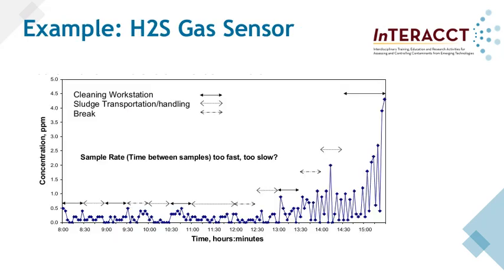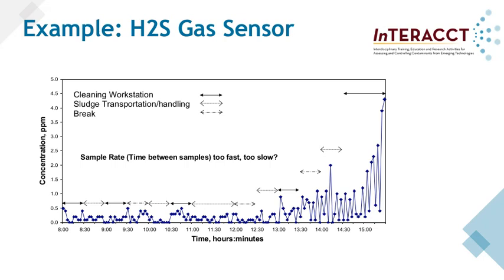To illustrate these points, here's an example of output from a hydrogen sulfide gas sensor. Initially, concentrations were very stable and down to almost nothing for quite a while. And this data was taken in a wastewater treatment plant where the worker was moving between different areas of the plant. Concentrations started increasing in the afternoon, as you can see.